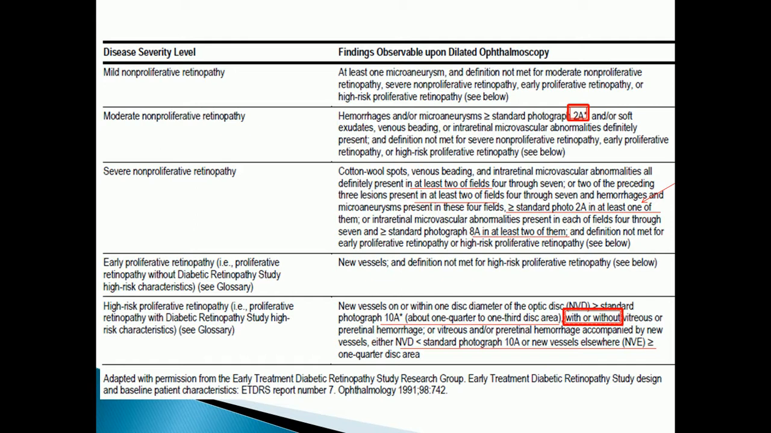Early PDR had new vessels and the definition was not met by the high-risk PDR. High-risk PDR stands for new vessels on or within one disc diameter of the optic disc, more than standard photograph 10A, with or without vitreous or preretinal hemorrhage, or the vitreous or the preretinal hemorrhage which is accompanied by the new vessels with either NVD less than standard photograph 10A or NVE more than 1/4 of the disc area.